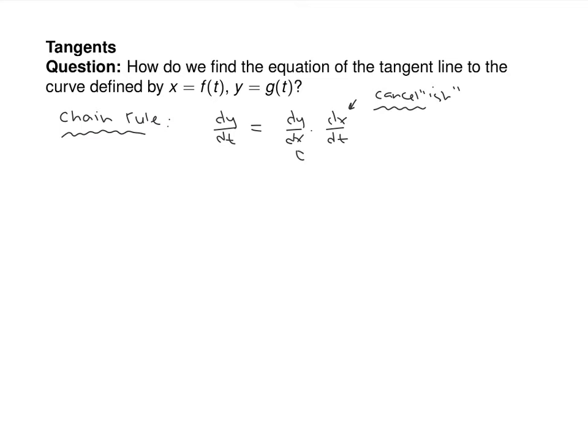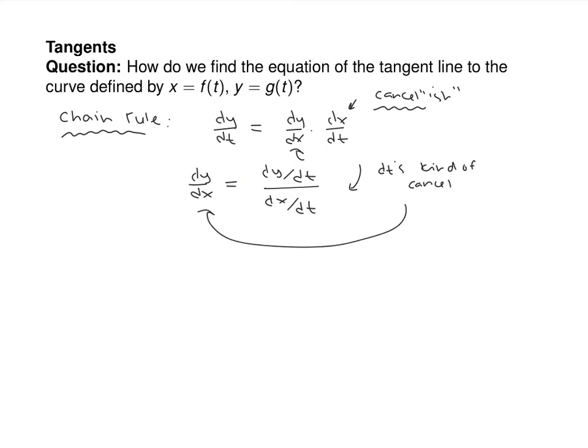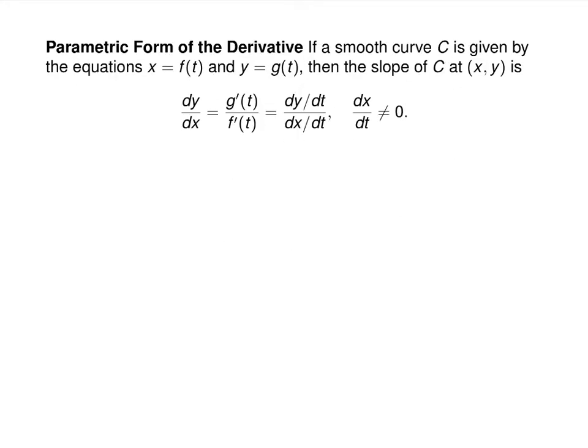And what we want to find is this dy/dx. And so dy/dx will be dy/dt divided by dx/dt. And what you can think of to remember this is that those dt's kind of cancel, which gives you back this. So to find the slope of the tangent line at any x,y point, you differentiate the y-coordinate, this g of t function, divided by the derivative of this x function, the f of t part that gives you the x-coordinate. So this is the parametric form of the derivative.